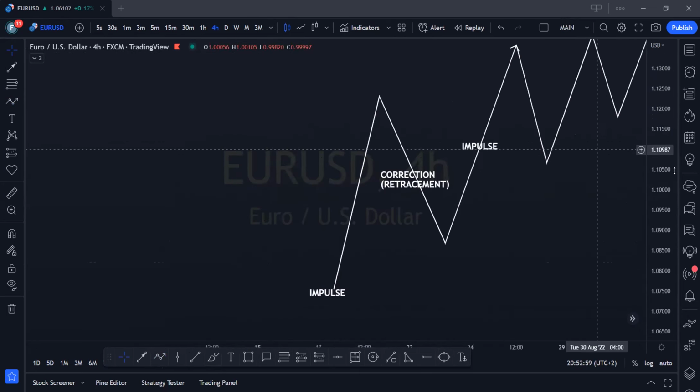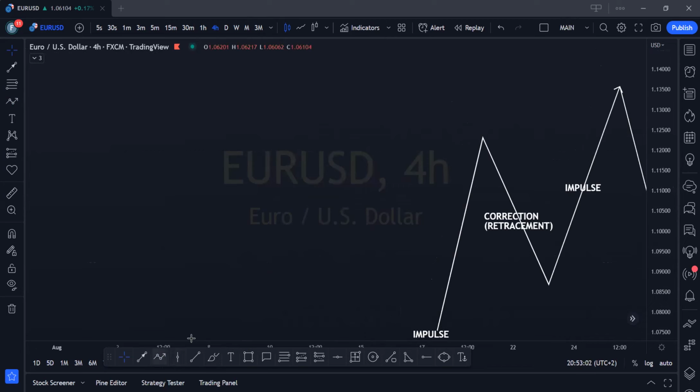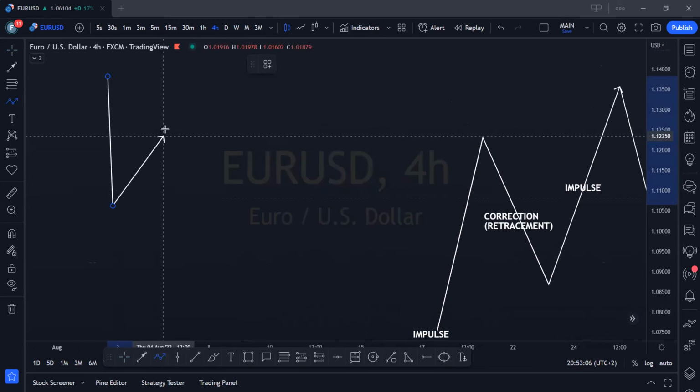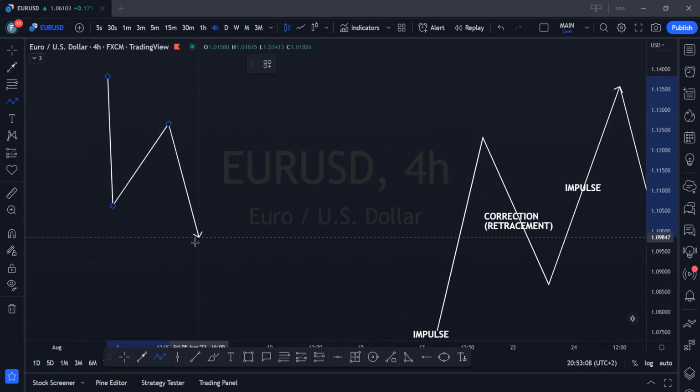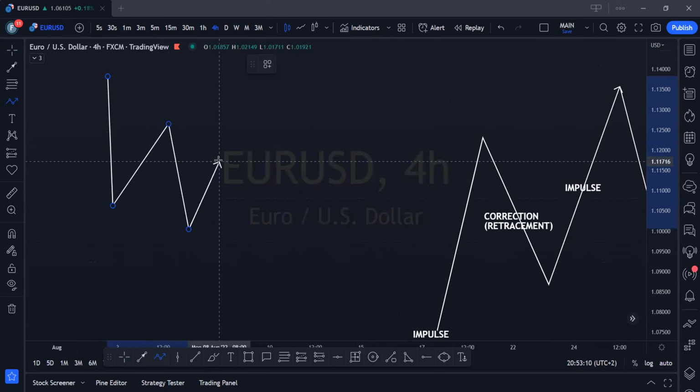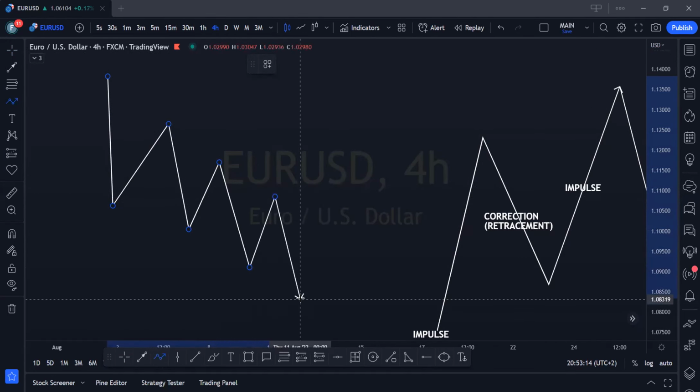In a downtrend, what do we have in a downtrend? Just the opposite. You have the impulse move, you have the correction, you have the impulse, you have the correction, you have the impulse, correction, impulse.